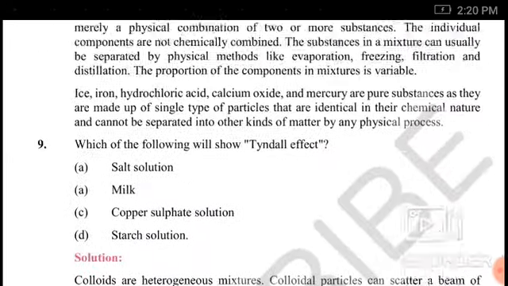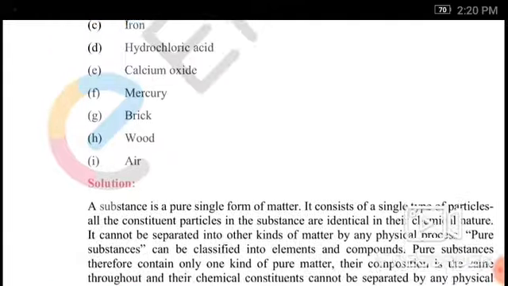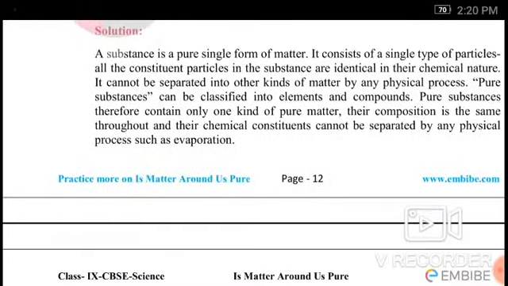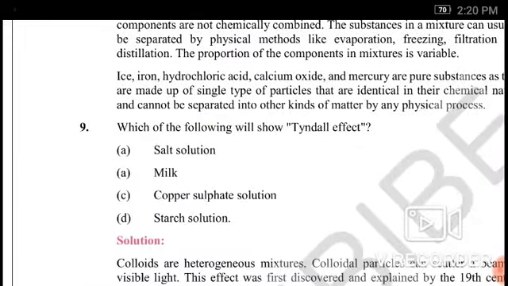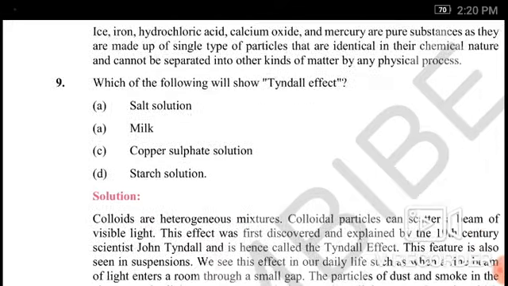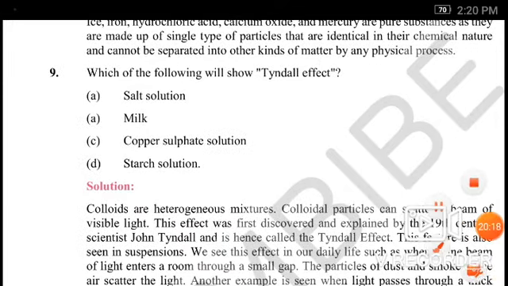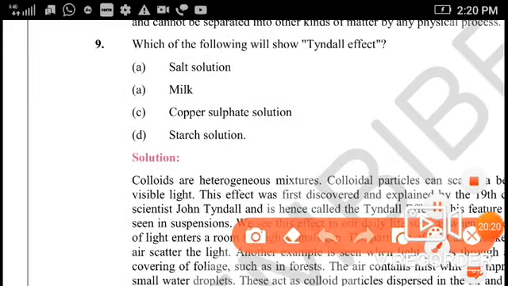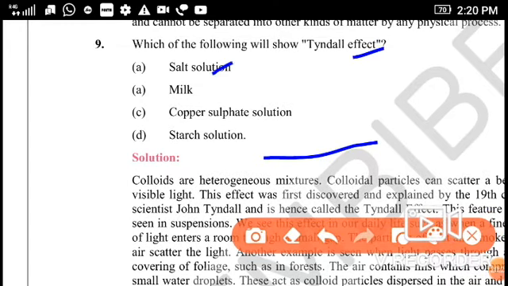Now next, this is question number 7. Which of the following will show the Tyndall effect? Salt solution does not show the Tyndall effect because it is a true solution and the particles are very small. They are not big enough to scatter light. That's why they cannot show the Tyndall effect.